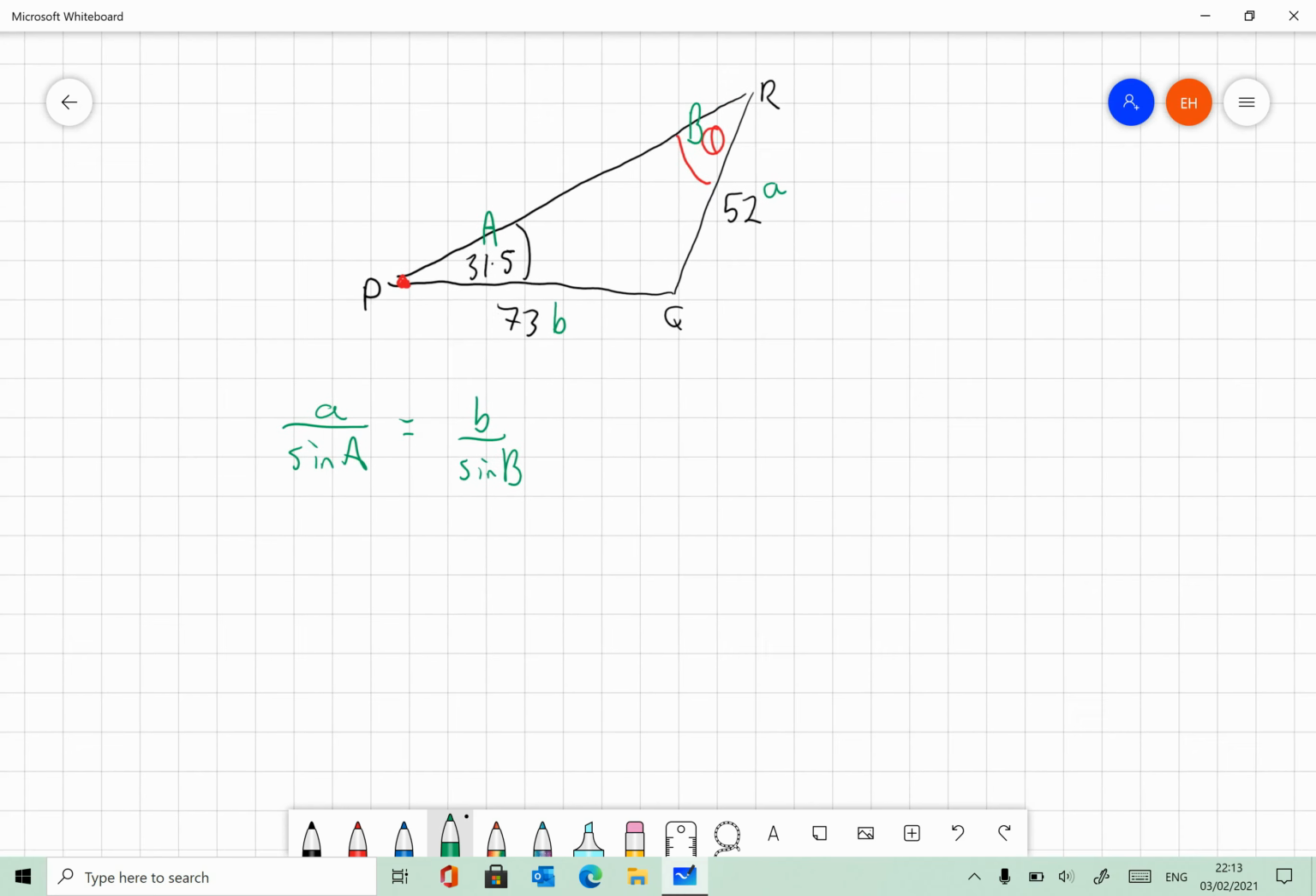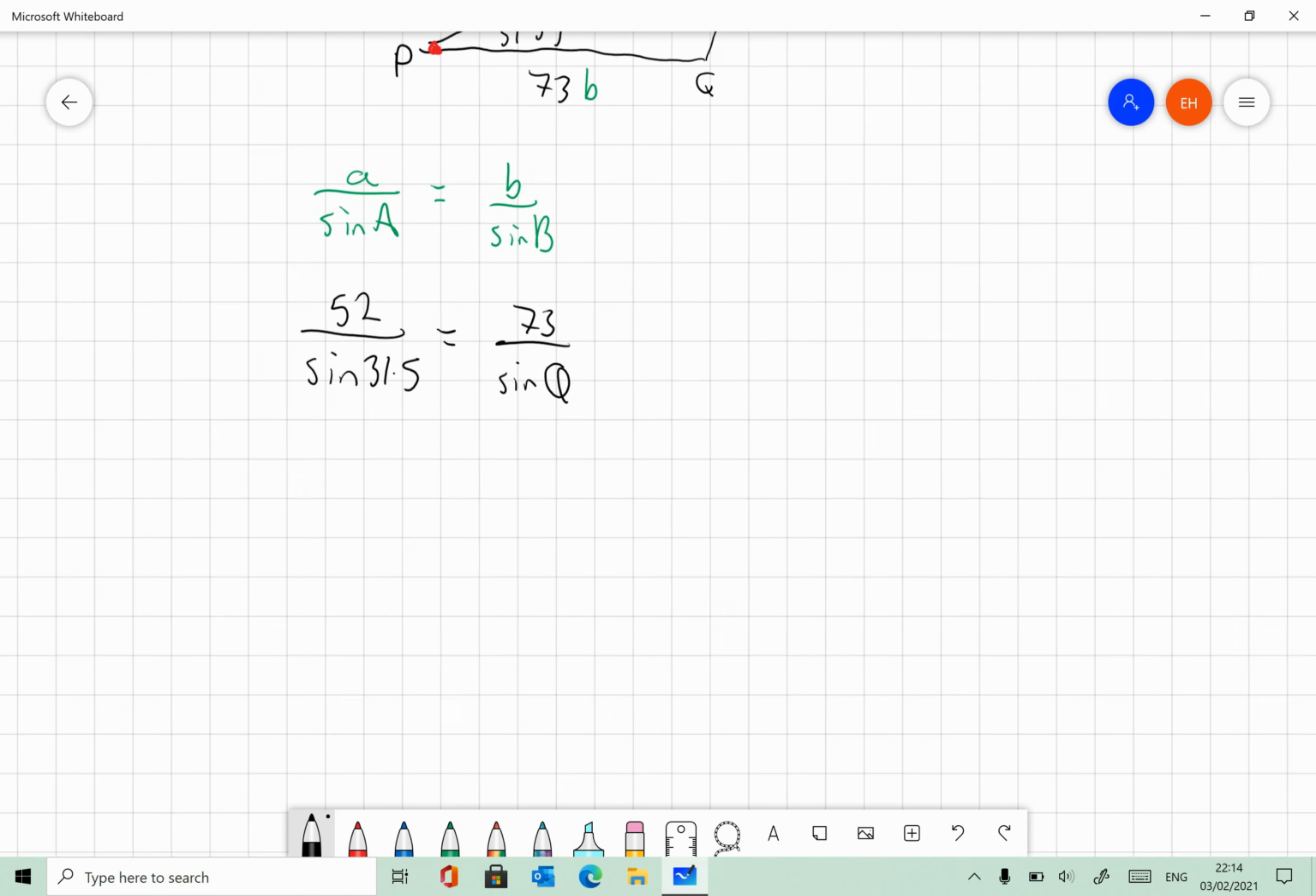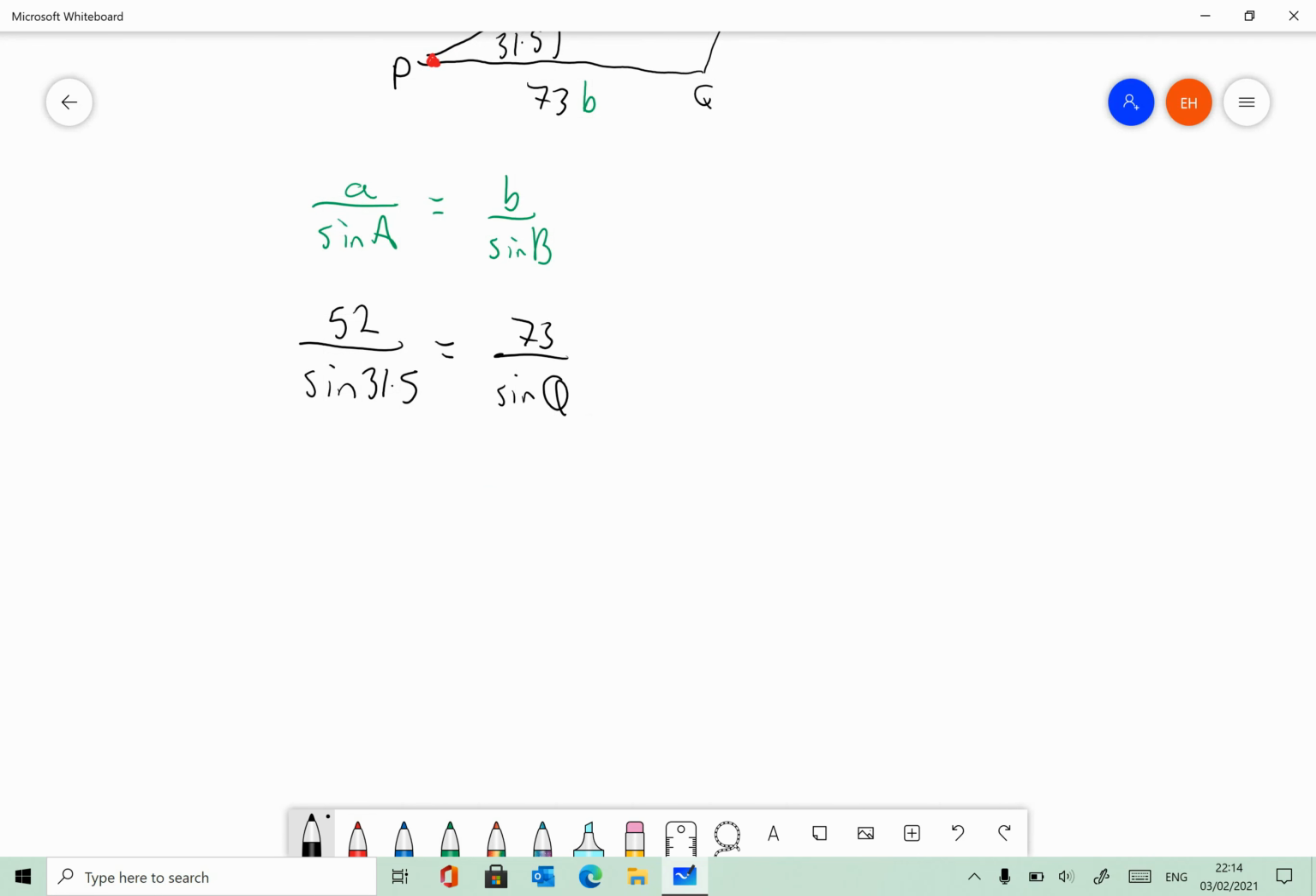So that's pretty good. I can now set up my formula. I can say that 52 over sine 31.5 equals 73 over sine of theta. So I now have one fraction equaling one fraction. So maybe the first thing to do is to get rid of that sine 31.5 because we can definitely put that into our calculator. So that's 0.522.